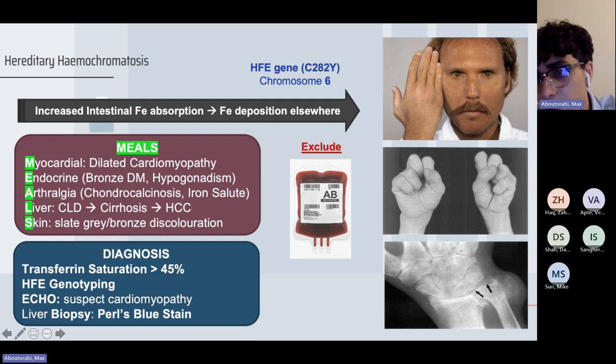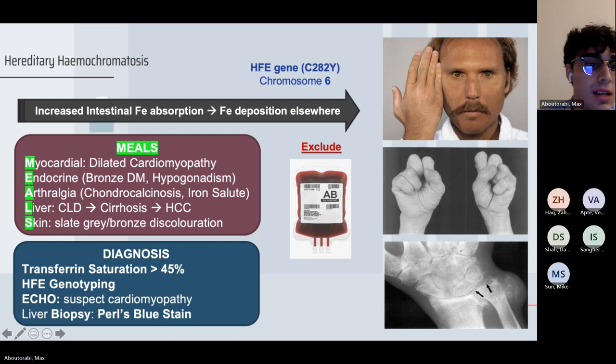So you can see that in the bottom right picture. You can see some cloudy white opacification in the hand x-ray between the ulna and the hand bones. And this is just chondrocalcinosis. You can also get liver conditions, so chronic liver disease, cirrhosis, which can then lead to hepatocellular carcinomas. And then, again, you can see the skin condition, so you can get slate gray or bronze discoloration of the skin. And your diagnosis would be transferrin saturation of greater than 45%.